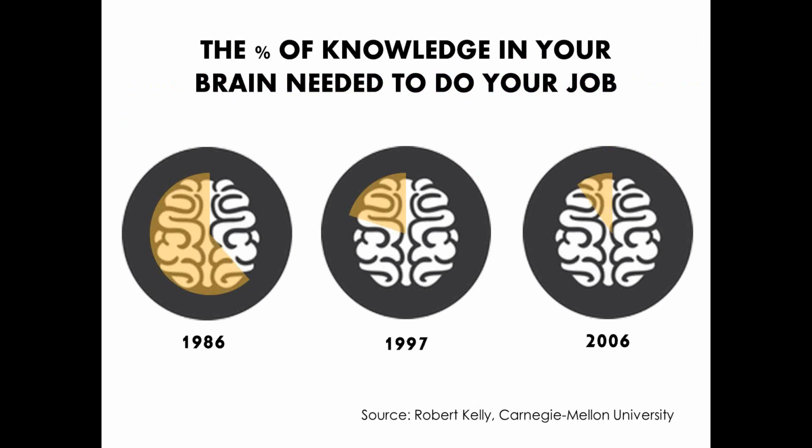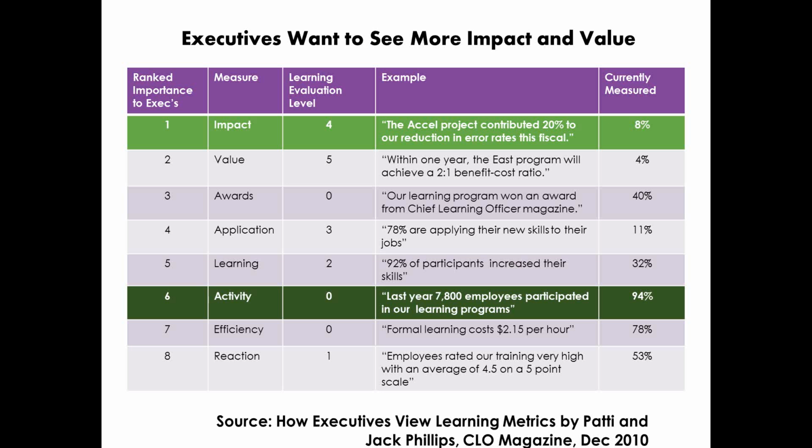It's a natural extension of the complexity and speed with which jobs have to work today. So then we've got the final piece of this strategic framework, and that is what executives expect of us. And this hasn't changed that much over the years, but this was some interesting data published by Patty and Jack Phillips. And Phillips is famous. He added to the Kirkpatrick ROI methodology.